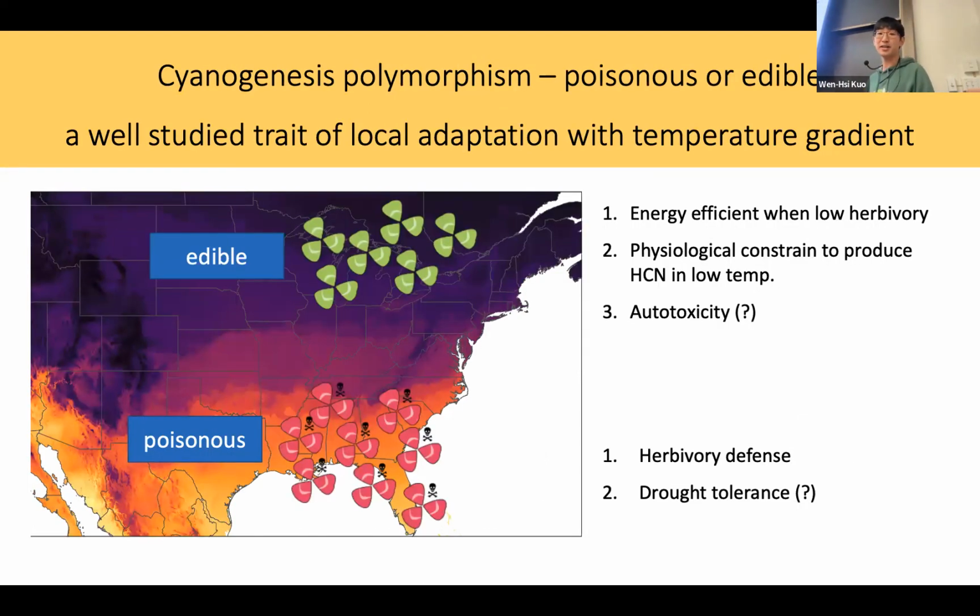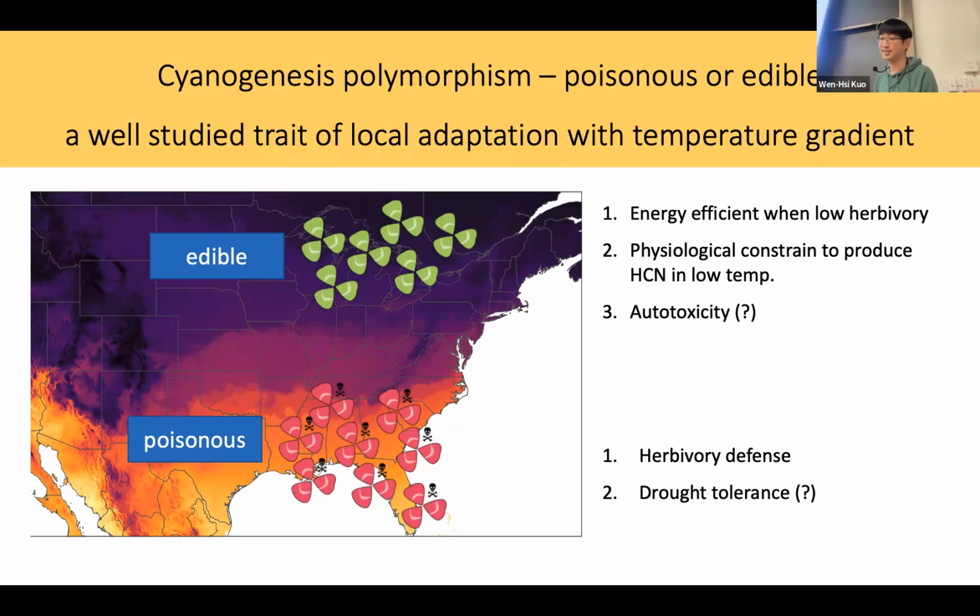In addition, white clover has a well-known local adaptation trait called cyanogenesis polymorphism. Some, but not all, white clover can actively synthesize and release cyanide when herbivores rupture the cells. So they are poisonous, and the others are innocent and edible. The poisonous clover is mainly distributed in the south. On the contrary, the edible clover is mainly distributed in the north.